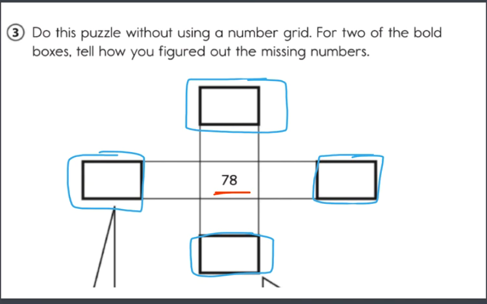You can fill in the other missing boxes to help you, but the most important ones to fill out are the bold boxes. So see if you can do this puzzle without using a number grid. You can do this on a separate sheet of paper, and I want you to think about, for 2 of the bold boxes, how you figured out the missing numbers.